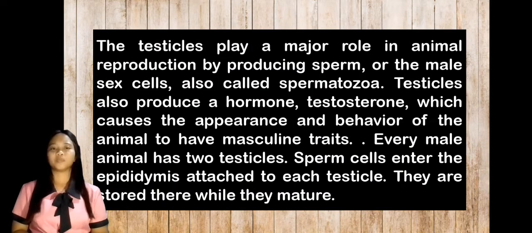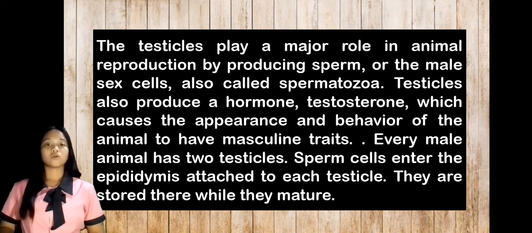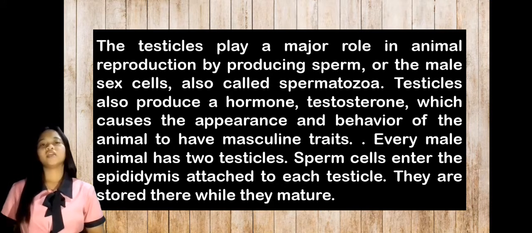The testicles play a major role in animal reproduction by producing sperm, or the male sex cells, also called spermatozoa. Testicles also produce a hormone, testosterone, which causes the appearance and behavior of the animal to have masculine traits. Every male animal has two testicles. Sperm cells enter the epididymis attached to each testicle. They are stored there while they mature.